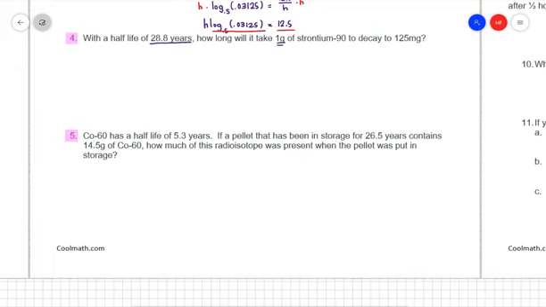So we do have to be careful here because this is 1 gram and this is 125 milligrams. So we are going to convert to be the same. So this is 1,000 milligrams. I'm going to rewrite my formula. And so I'm looking for time. My end amount is 125. My initial amount is 1,000 milligrams.